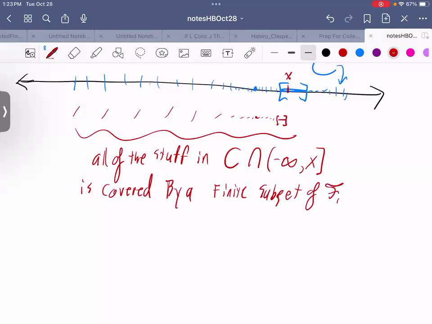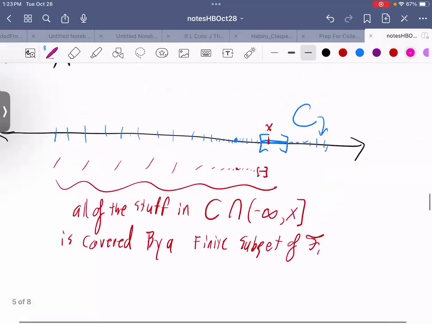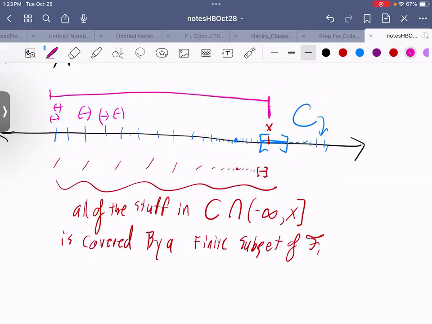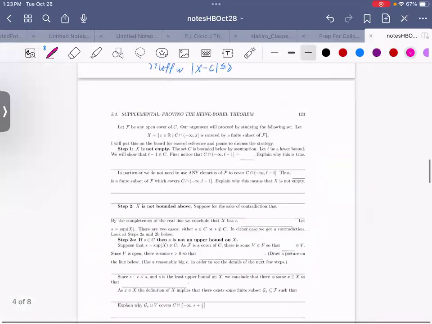So remember what that means. F is a bunch of open sets so that when I consider the union of a lot of them, I cover up all of C. And if I only want to get everything up to x, I can use only finitely many. That's what it means to be in the set big X. So the set big X is going to have an interesting role. Let's see how we're going to use it.